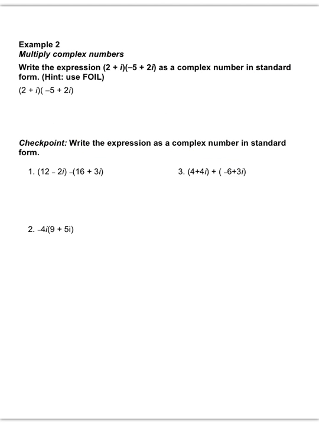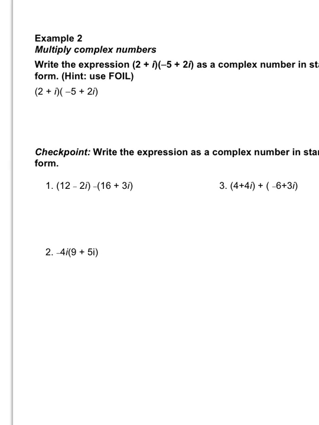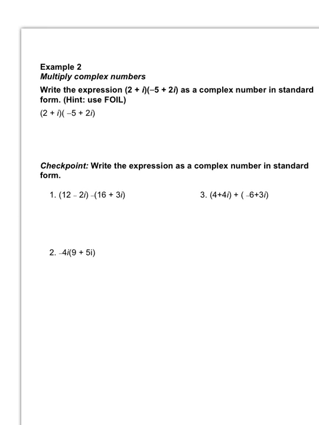Okay, let's take a look at multiplying. So we just added and subtracted. It's just like combining like terms. Now we're going to look at multiplying them. Okay, so notice that it says write the expression 2 plus i times -5 plus 2i as a complex number in standard form. So we just went over standard form. It's a plus bi. So that's the form that you always need to write your answer in.